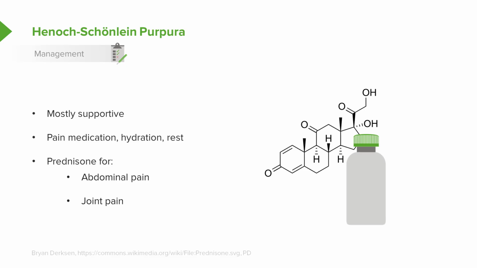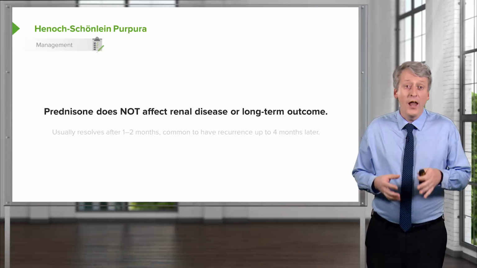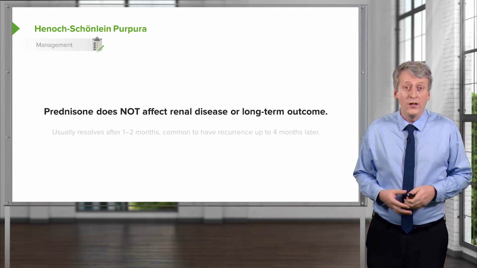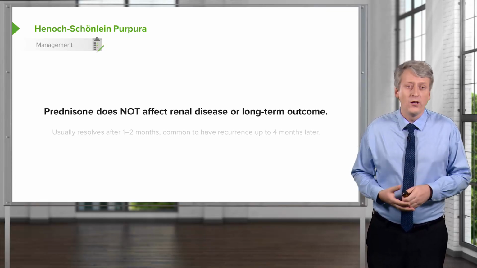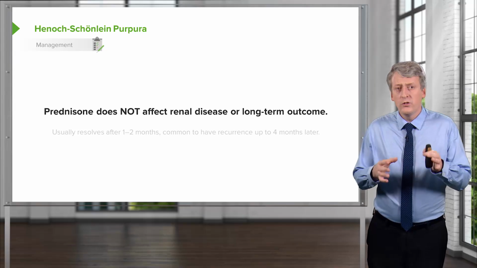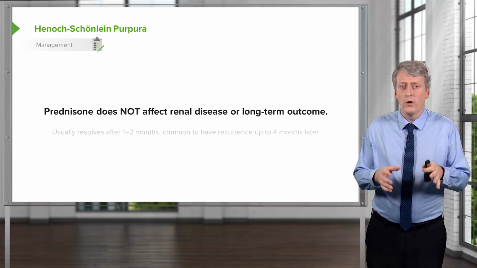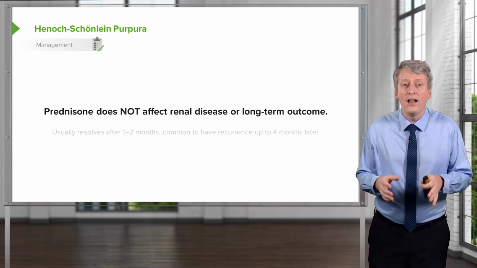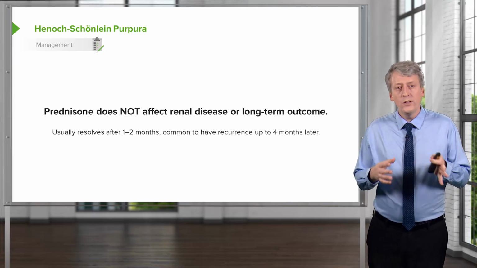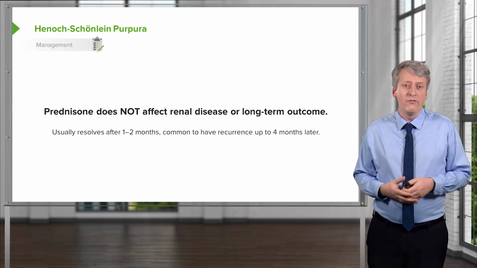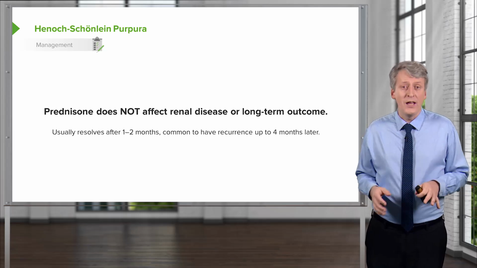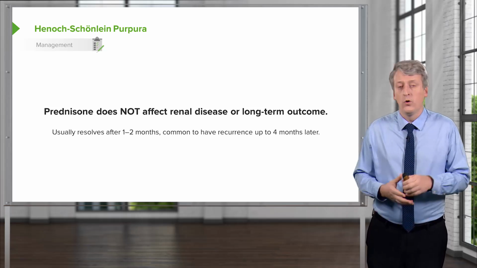However, if the patient's abdominal pain isn't that bad and they don't have joint pain, we will not give these patients steroids. Prednisone does not affect the long-term renal disease and has no impact on long-term outcome. We really reserve it only for patients with joint pain or with abdominal pain as a palliative measure. Usually this disease will resolve on its own after 1 to 2 months, though it is common to have a minor recurrence up to 4 months later.